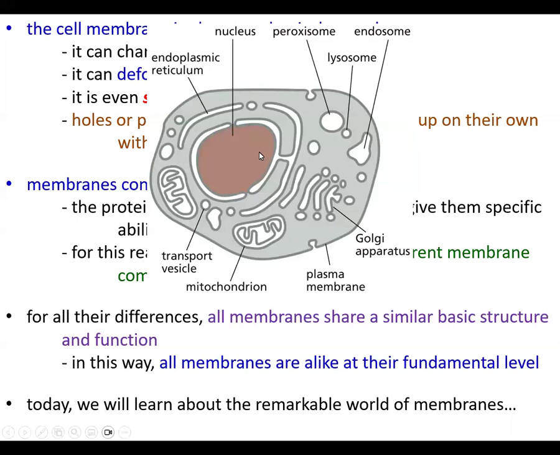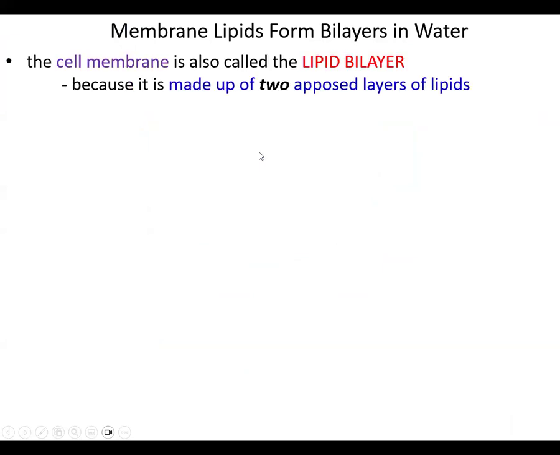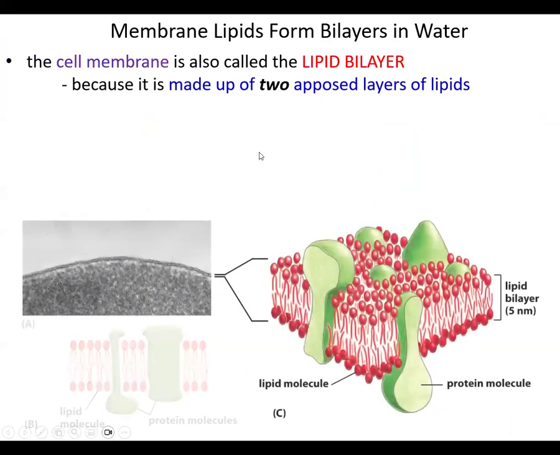So that's what we're talking about today, the remarkable world of membranes, but superficially, generally, properties that are characteristic of all cellular membranes, regardless of where they might be found. So first and most importantly, membrane lipids form bilayers when they're placed in an aqueous, hydrophilic environment. The cell membrane is a bilayer. It's made up of two opposed layers of phospholipids.